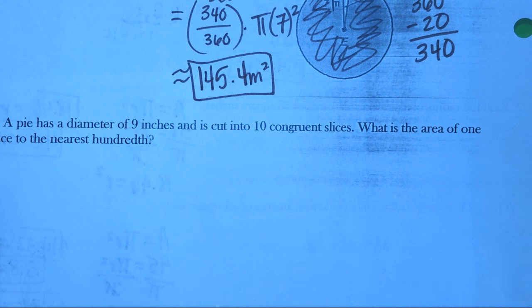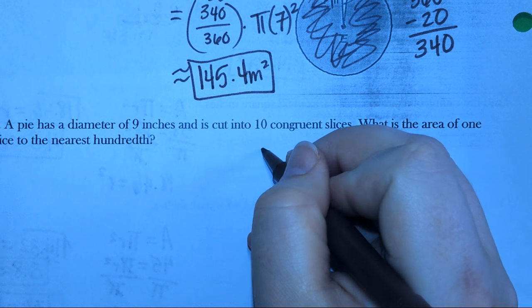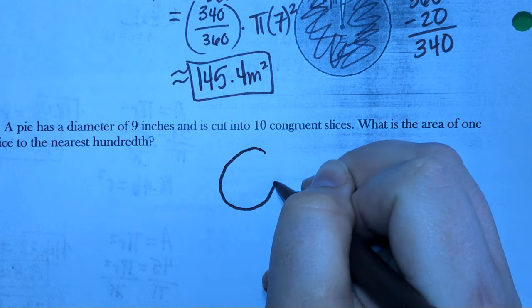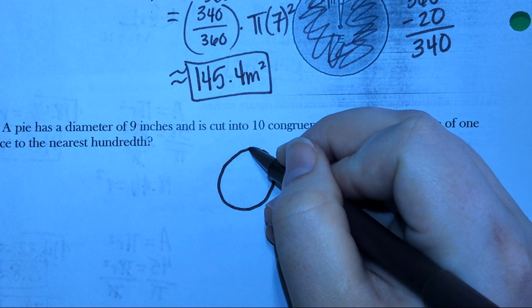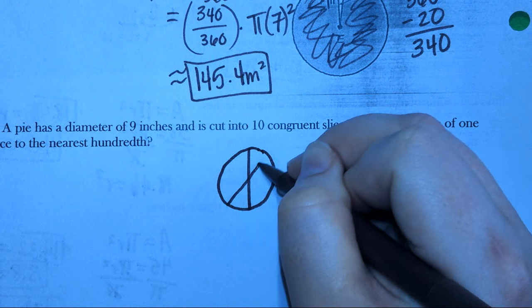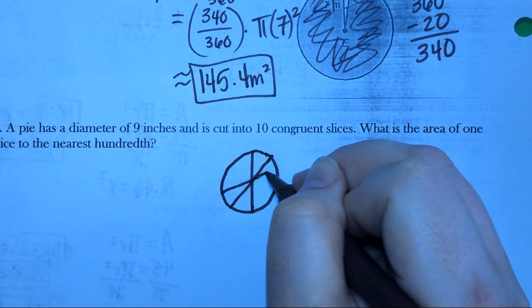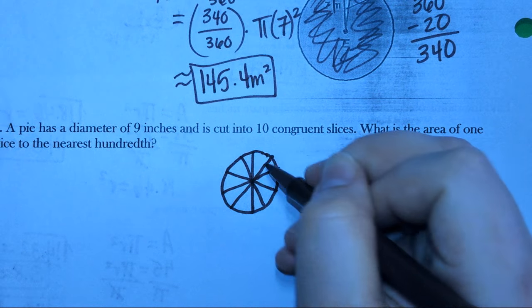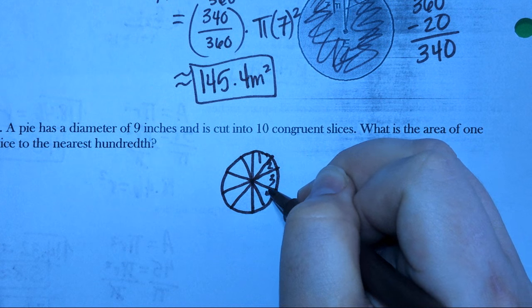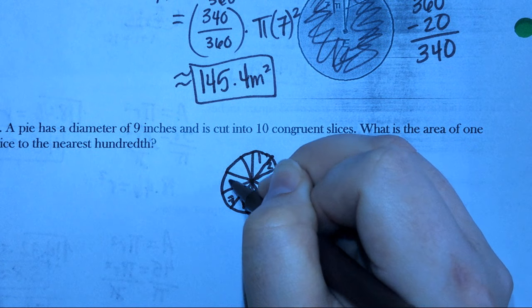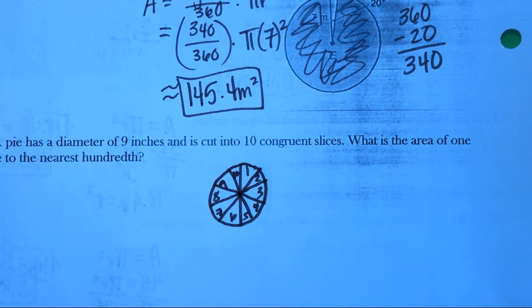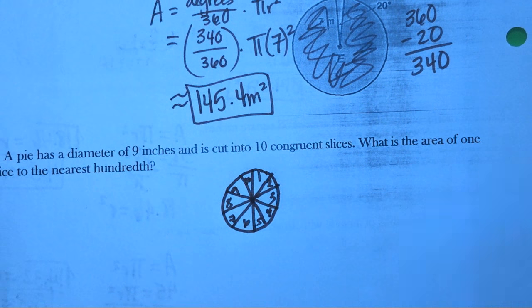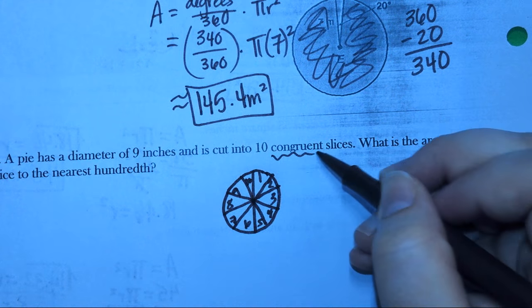Well then you for sure can't do the one with words. A pie has a diameter of 9 inches and it's cut into 10 pieces. This is not art class. Do not judge my drawing. 1, 2, 3, 4, 5, 6, 7, 8, 9, 10. Mine is not a very good one because the pieces are not congruent sizes, but that's neither here nor there.